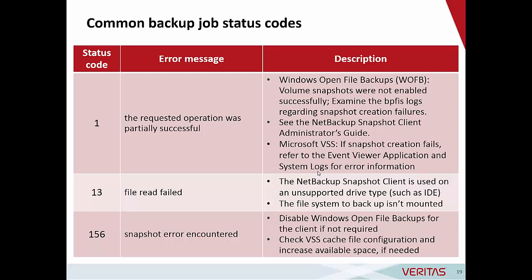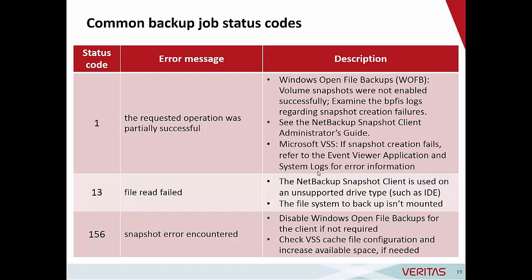The status code 13 is a file read failure, and that might mean that we're trying to use Snapshot Client to back up an unsupported drive type, or it might mean that the file system we're trying to back up is not currently mounted. Status code 156 is a snapshot error, and this is a fairly broad error code. It means that there was a problem taking the snapshot, but we're going to have to do a little more investigation as to what the problem was.